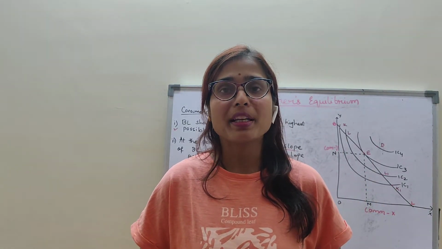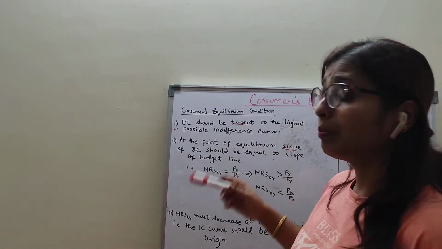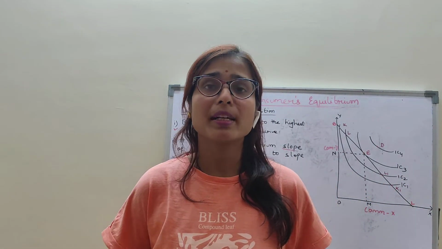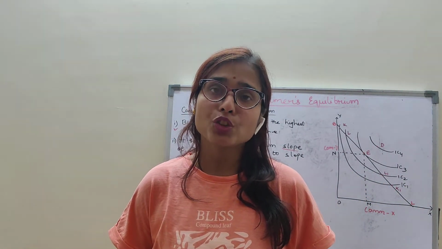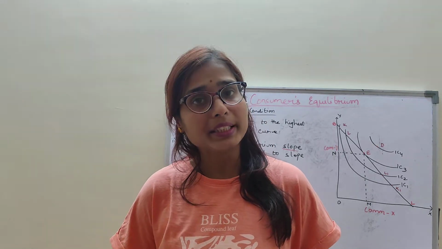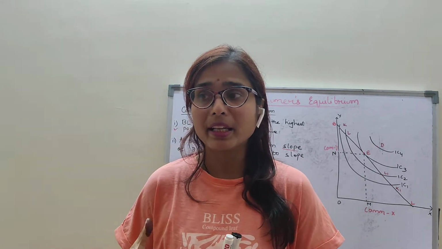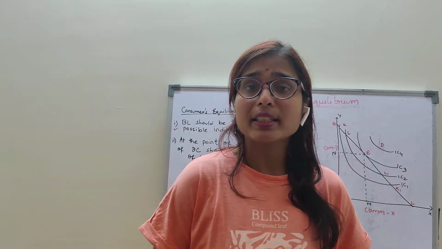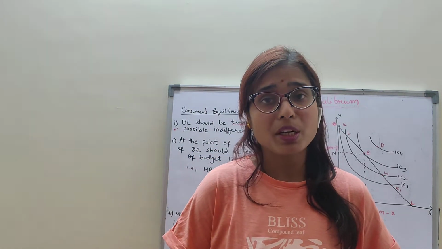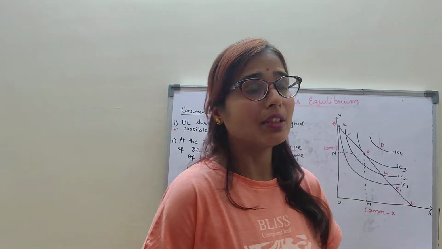So today's topic is consumer's equilibrium. This is our last topic of this chapter. So let's understand consumer equilibrium through the ordinal utility approach. Ordinal means ranking or ordering. So to understand the consumer equilibrium, let's merge the indifference curve and the budget line together.